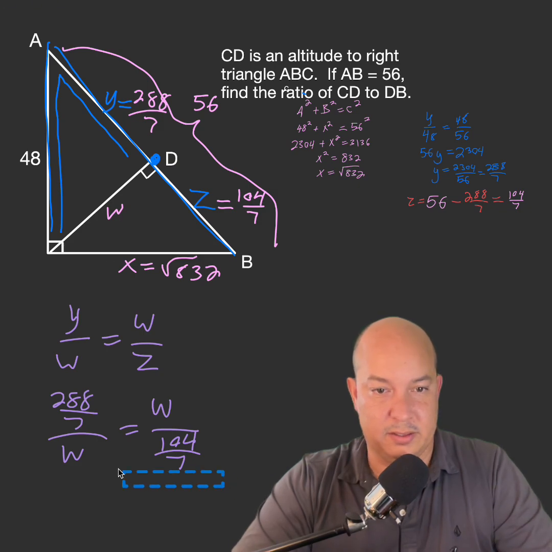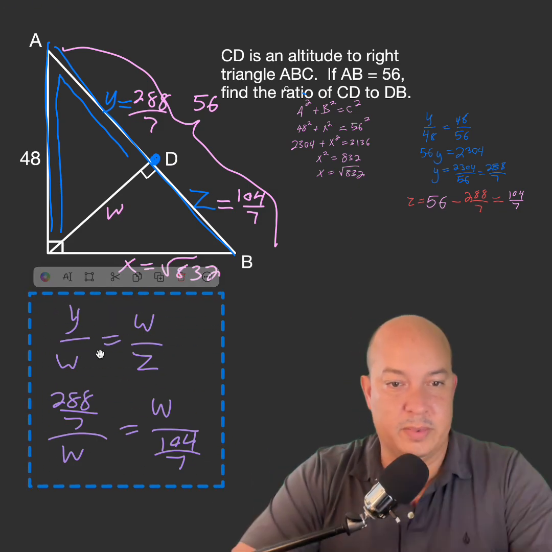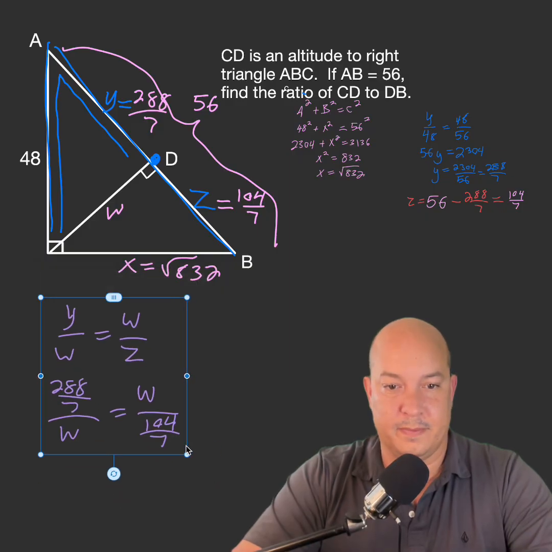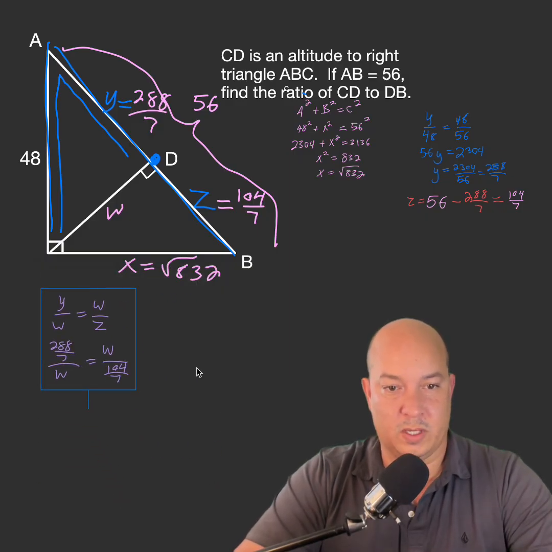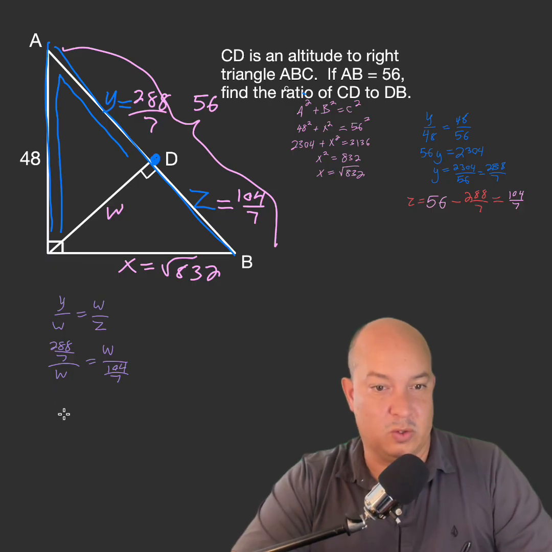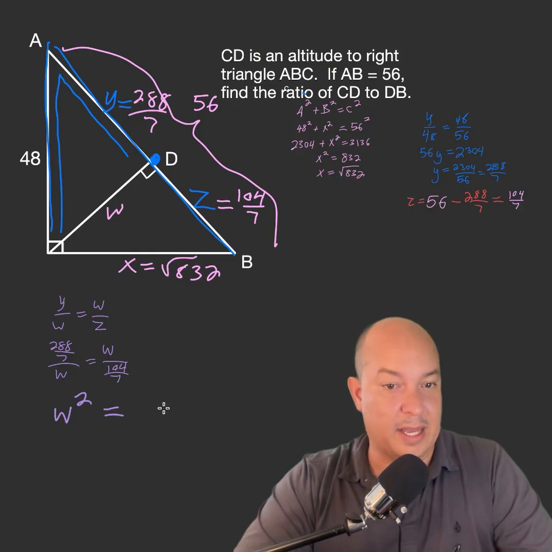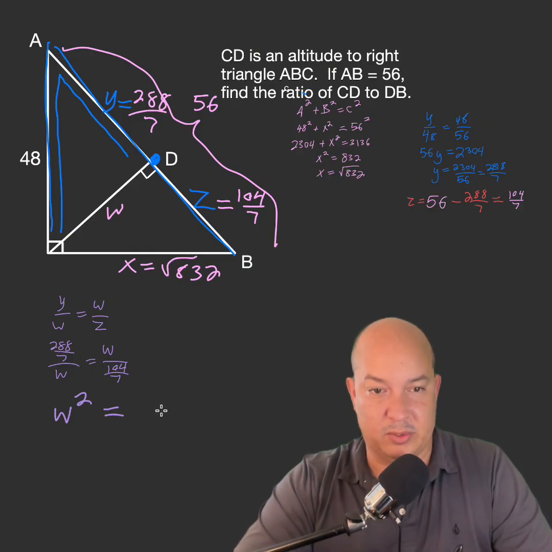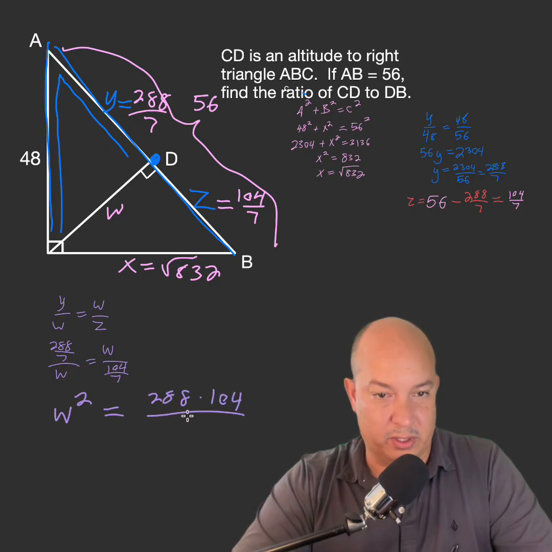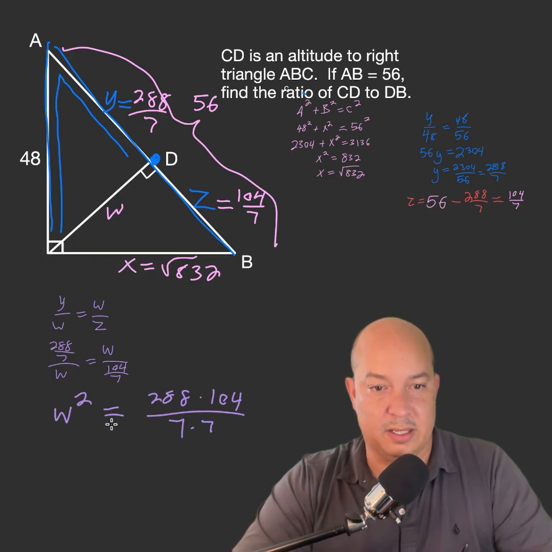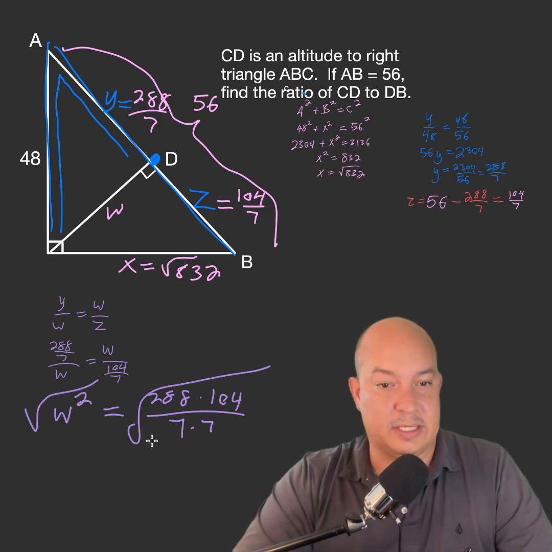Shrink this down a little because I wrote too big, but it's fine. And now when we cross multiply this, we have w squared equals, and I'm not going to multiply it out. Sometimes there's an advantage to not multiplying things out. So 288 times 104 over 7 times 7. Now, what's the advantage of not multiplying this out? The advantage is that when you take the square root, you can take out perfect squares.